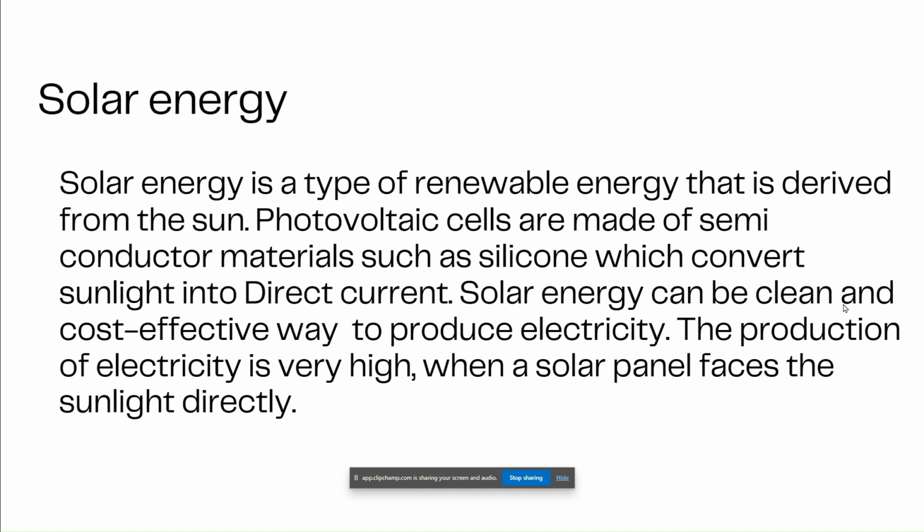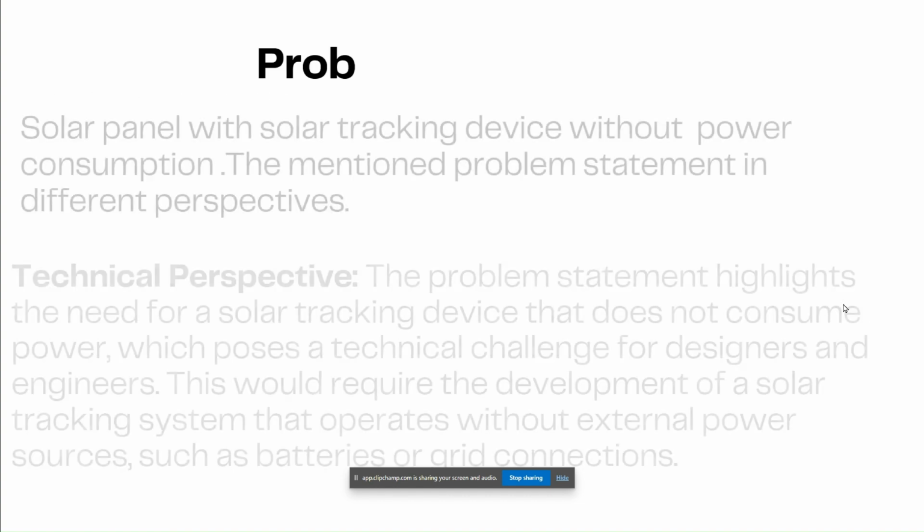Here comes the term that is required for our problem statement: solar energy. Solar energy is a type of renewable energy that is derived from the sun. Photovoltaic cells are made of semiconductor materials such as silicon, which convert the sunlight into direct current. Solar energy can be a clean and cost effective way to produce electricity. The production of electricity is very high when a solar panel faces the sunlight directly.